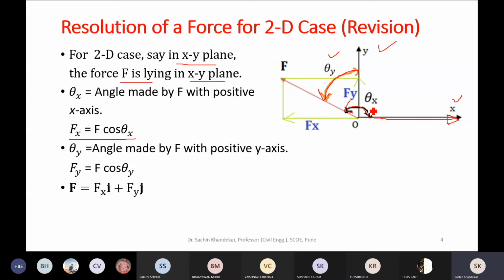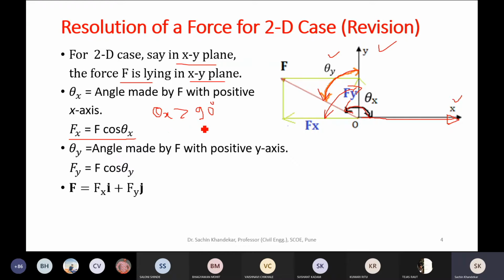Please note that. Now here in this particular example, of course, theta x is greater than 90 degrees, correct? Okay, but less than 180 degrees. So the value of theta x is lying in between 90 to 180 degrees, in this range. And what about the values of cos of the angle which is in between 90 to 180? Of course, it is negative.